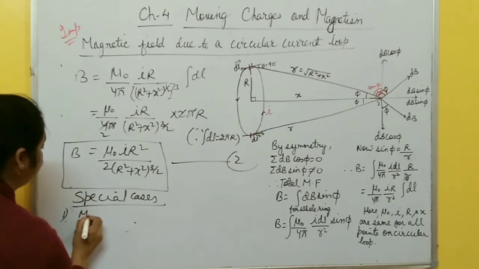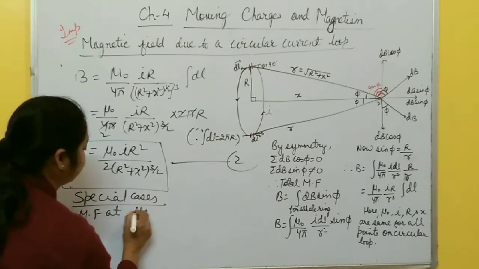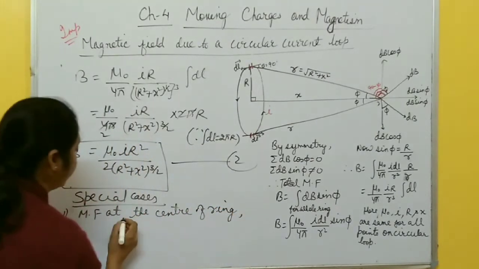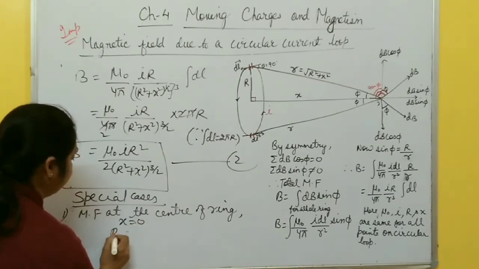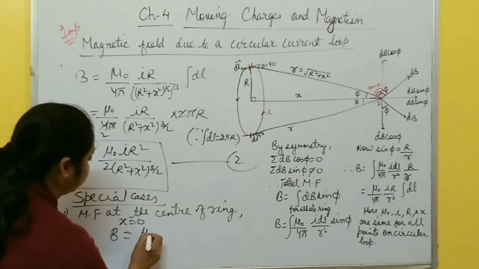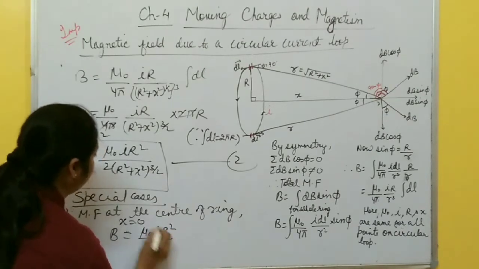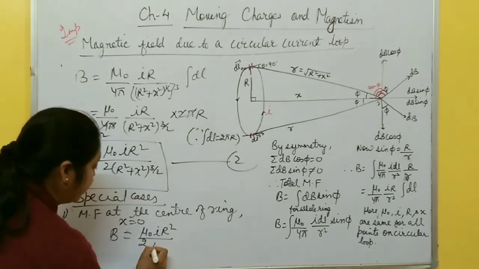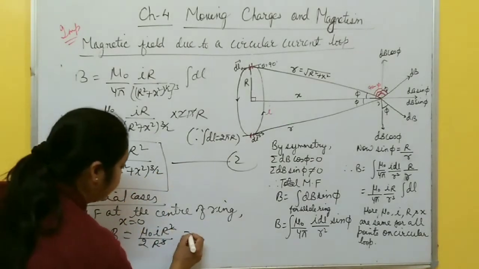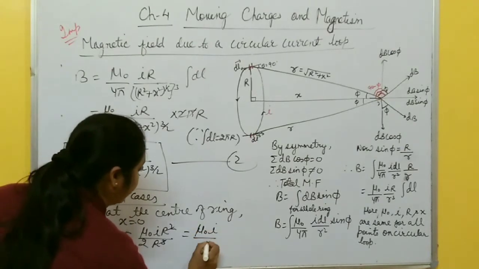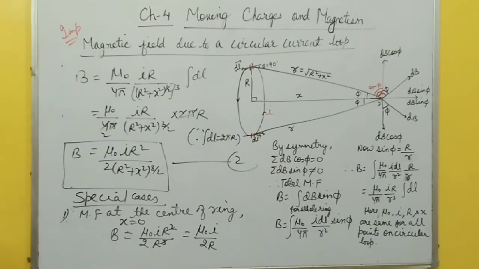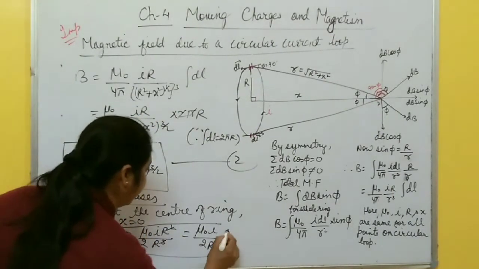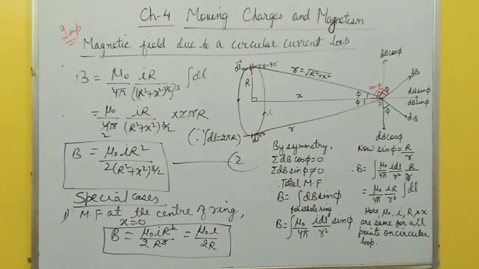First one is the magnetic field at the center of the ring, right? So at the center of the ring, what is the value of x? x is 0. Then this B becomes mu naught I R square by twice, x is 0 means R square to the power 3 by 2, which is R cube. 2 stays, and once again R square cancels, so this becomes mu naught I by 2R. This is the value of the magnetic field at the center, right? B equals mu naught I by 2R. Please note down fast.